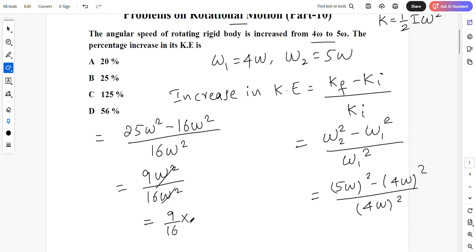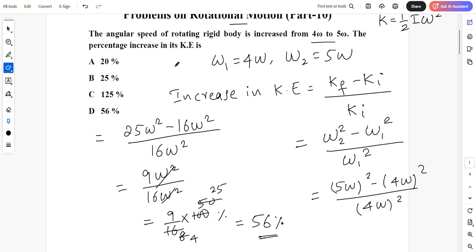In percentage means you have to multiply it by 100. 8 2s are 16, 25 2s are 50. 4 2s are 8. Now let us say this is 8. 8 by 4 is 2 into 50 is 50. It is a little bit more than 50. See the answer, 56%.